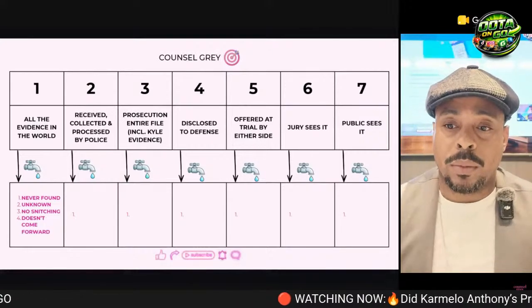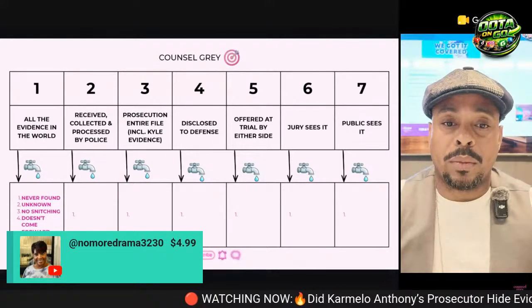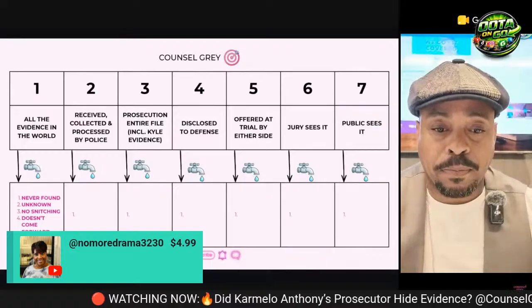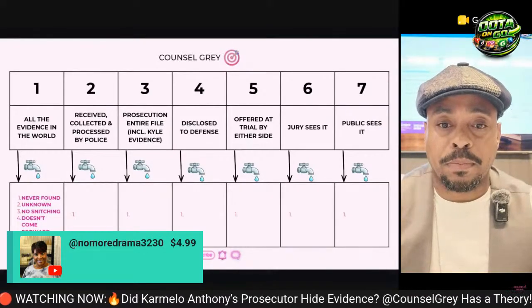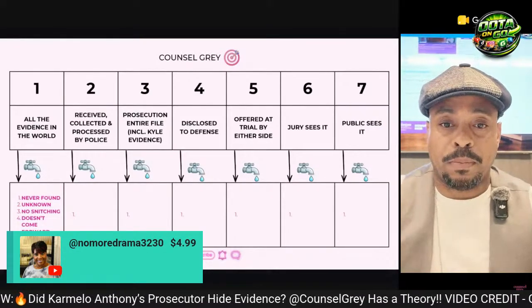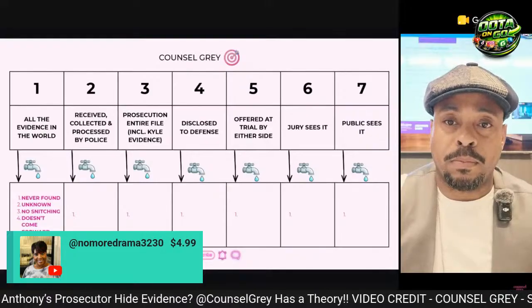The first way that body of evidence that pertains to this case already gets smaller is because it's never found. The police never find it, right? They never find the murder weapon.